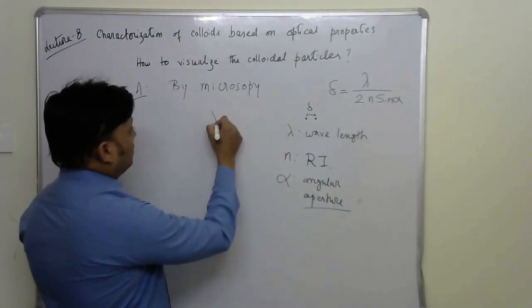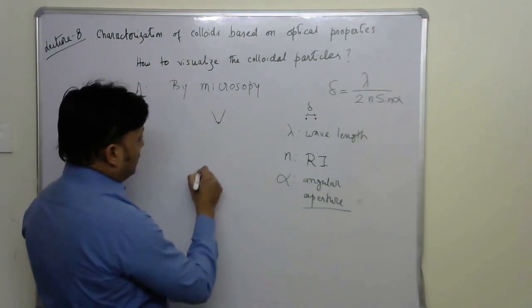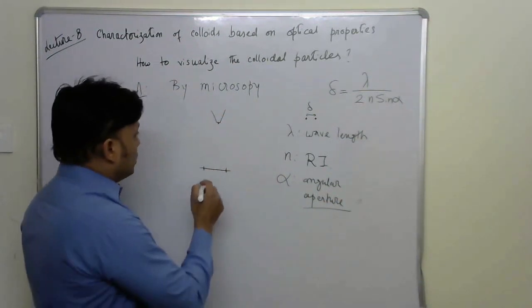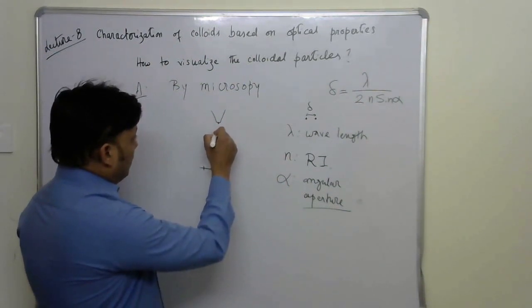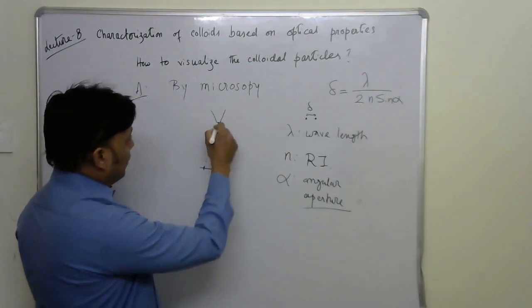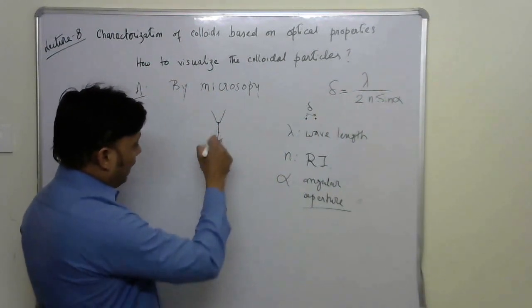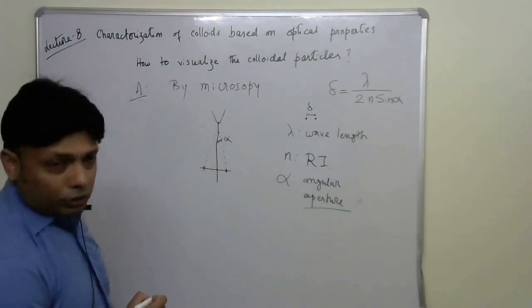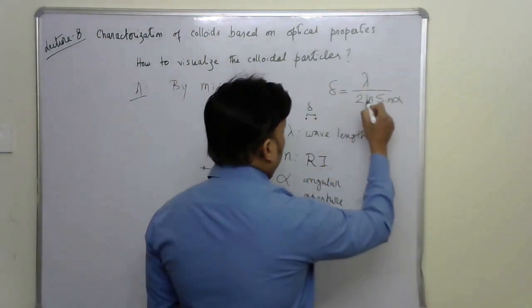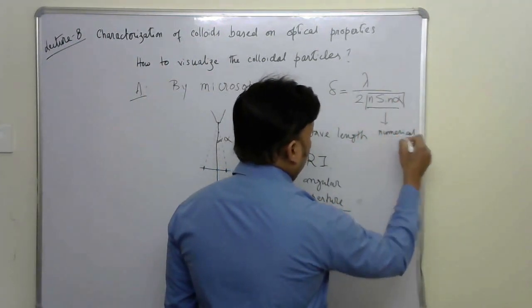Suppose this is the tip of my objective lens right here, and this is the sample, meaning the field of view. We can make an angle just by joining these three points. So this is basically a triangle. Half of this angle is called the alpha, the angular aperture. Now this term n sine alpha is also called the numerical aperture in microscopy.